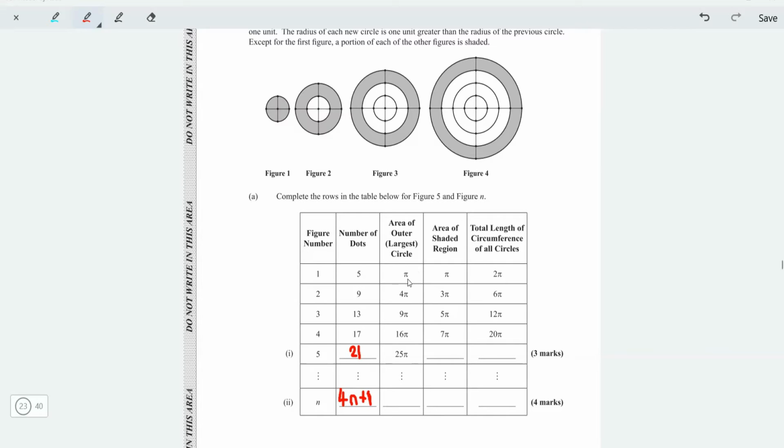Now this one goes from pi to 4 pi, so it increased by 3 pi. Then this increased by 6 pi. And 7. Well, this does look like 1 squared, 2 squared times pi, 3 squared times pi. So that means 25 pi. This is just n squared times pi. All right, not bad. This one now increased by 2. So 3, 5, 7. So this one will be 9 pi.